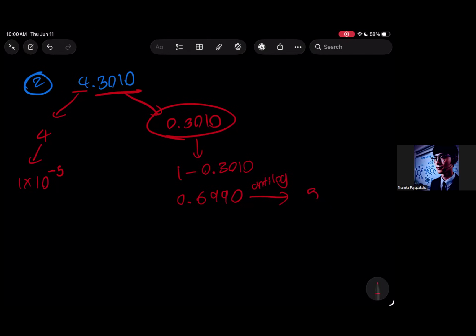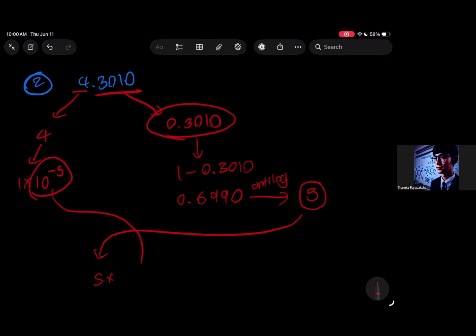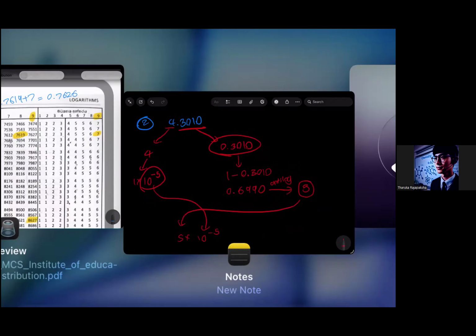So 5 times 10 to the power minus 5. Now, how to find antilog? The antilog is found using a logbook.